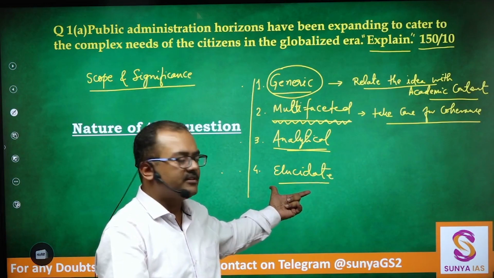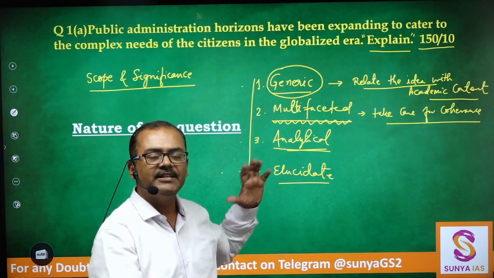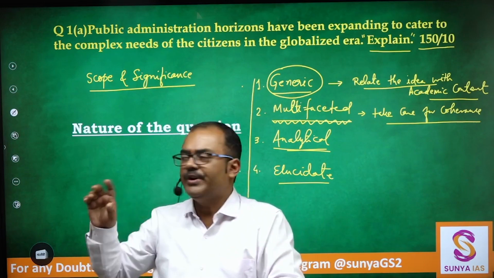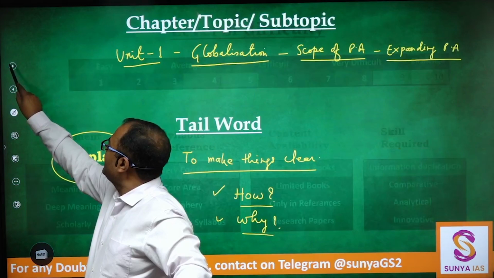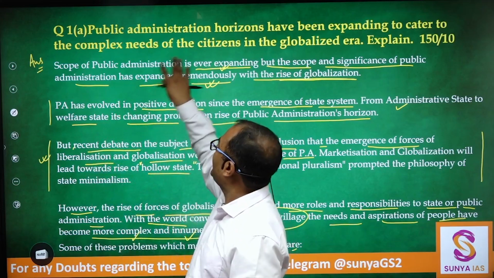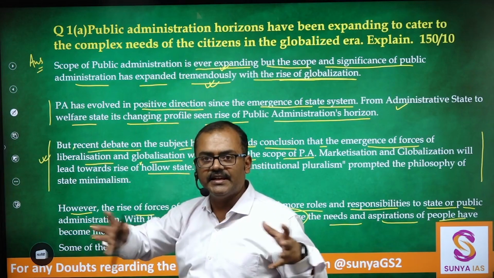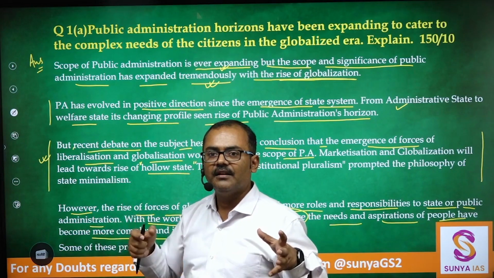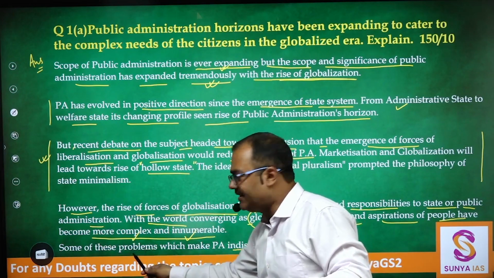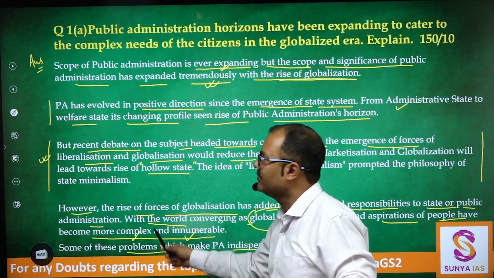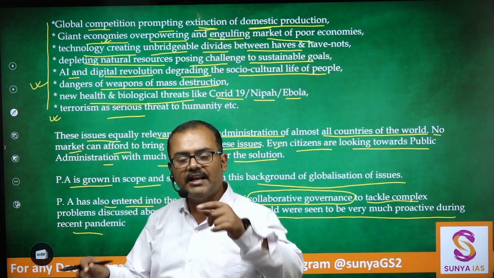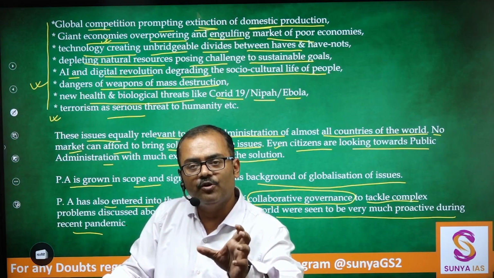And then comes the fourth part, elucidate. Elucidate means to give support with the help of examples. So we have two examples in the answer which support our view. We are explaining that the horizon of public administration increased in the globalized era. And to make this clear, we picked some of the problems. These problems we highlighted are themselves examples of the expanded horizons of public administration.